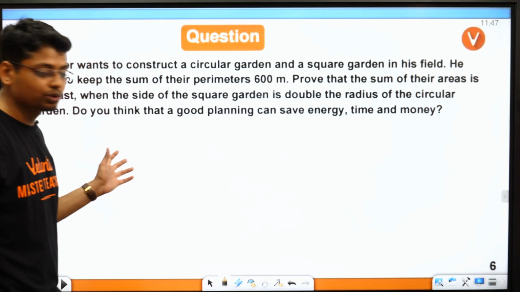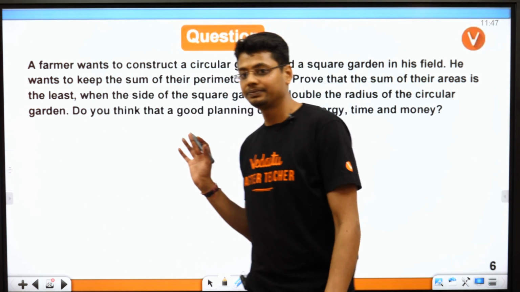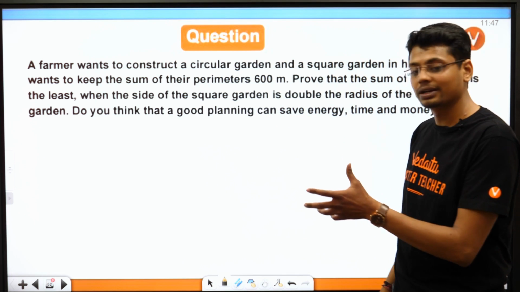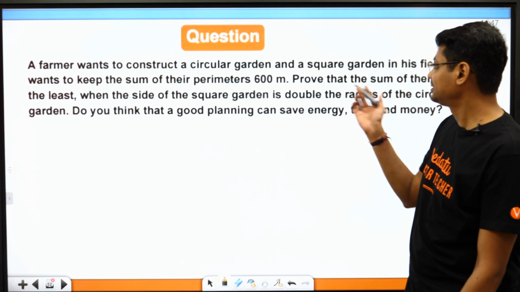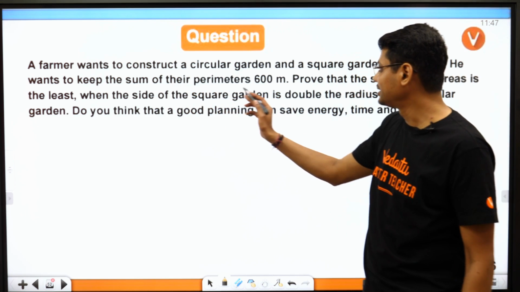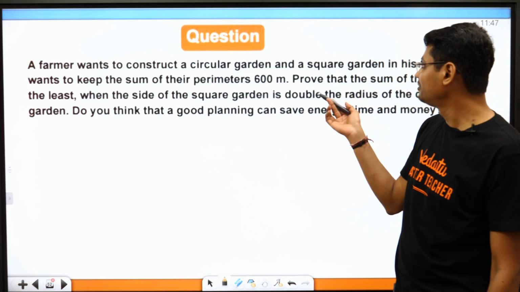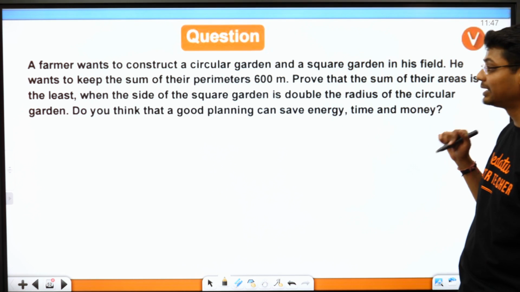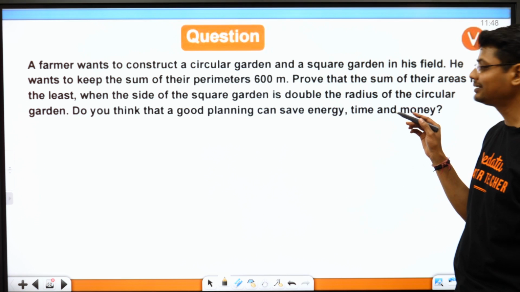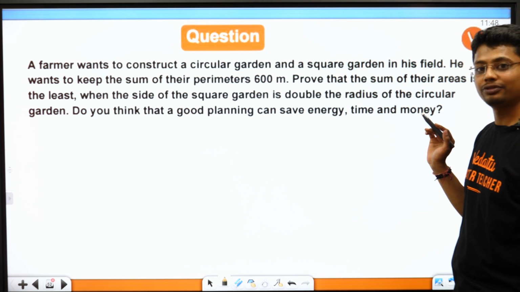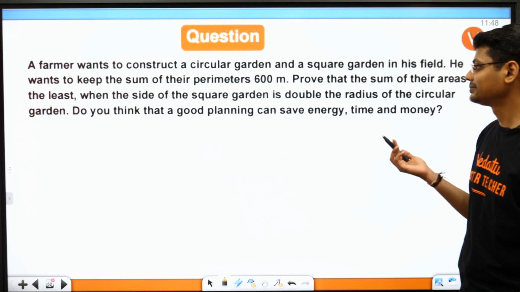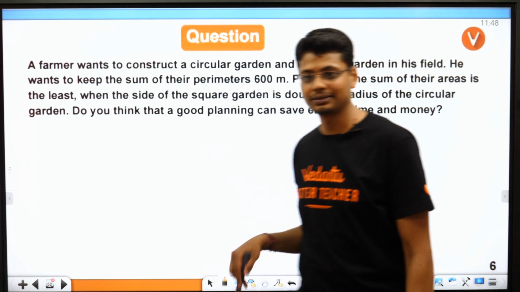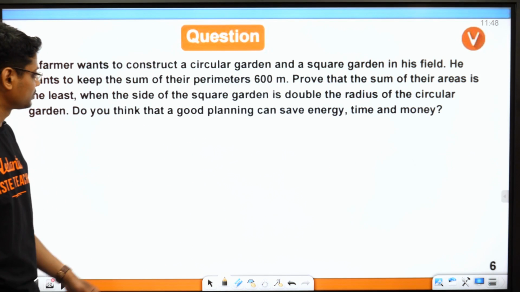So this is another typical question related to maxima and minima. A farmer wants to construct a circular ground and a square ground, and the sum of their perimeters should be 600 meter, and we have been asked to prove that the sum of their area is least, is minimum, when the side of the square garden is double the radius of the circular garden. And do you think that good planning can save energy, time, money? That is a subjective explanation kind of thing, you have to comment.